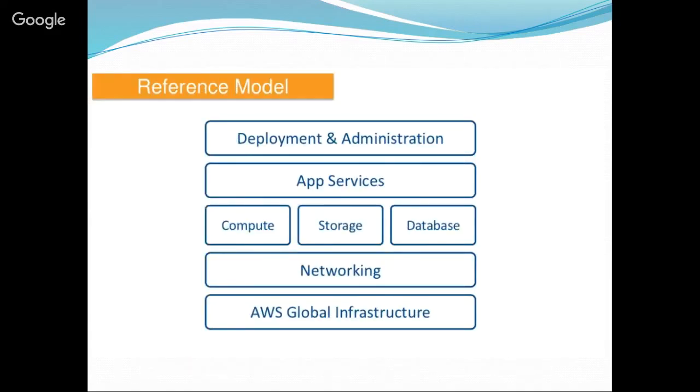Then let's move to the AWS reference model. These are the 7 reference models in AWS: deployment and administration, app services, compute, storage, database, networking, AWS global infrastructure. So I'm going to talk about more details under this topic.